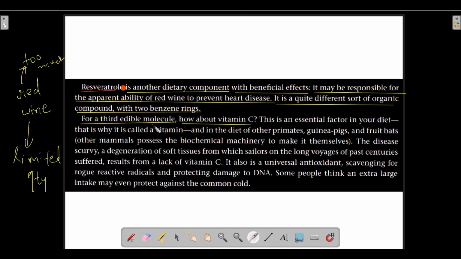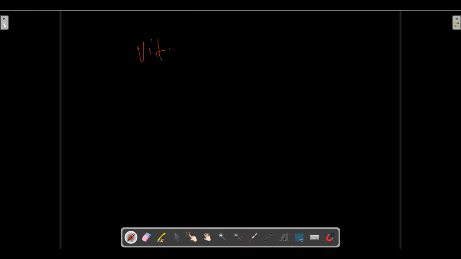We are talking about the third edible molecule. This is an essential factor in our diet. Whenever you eat citrus fruits, they contain vitamin C. This is an essential factor in our diet, and that is why it is called a vitamin. Now there is a difference between vitamins and fats and carbohydrates. Vitamins do not provide calories.